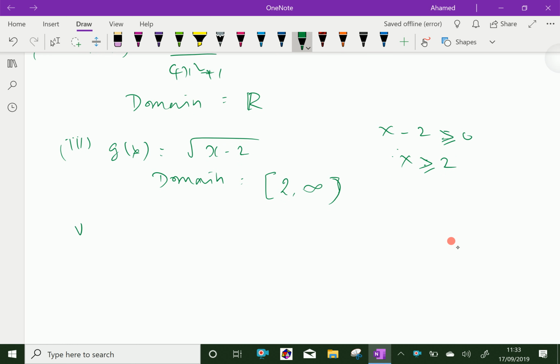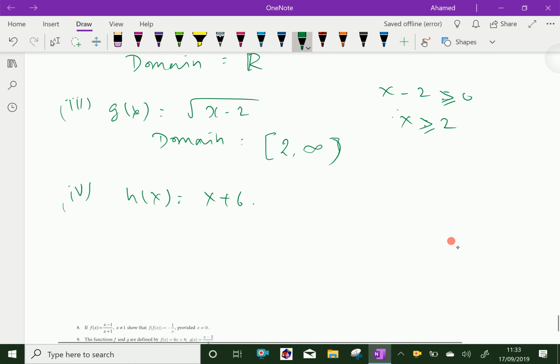So the fourth one, h of x equals x plus 6. For this x plus 6, x can be any real number. Therefore the domain is any real number.